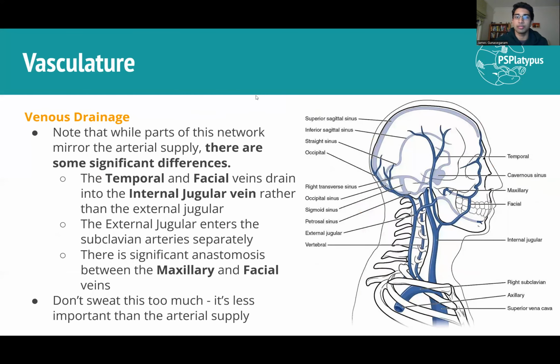All right, let's talk about venous drainage. So not as high yield as your arterial stuff. I guess the bigger thing for you to understand is the way it's plumbed at the top is different and the way it's plumbed at the bottom is different.